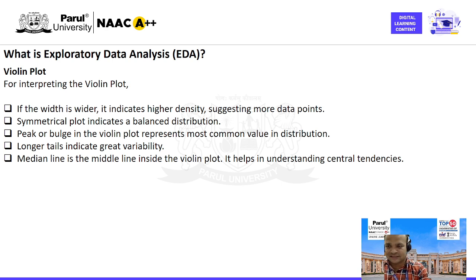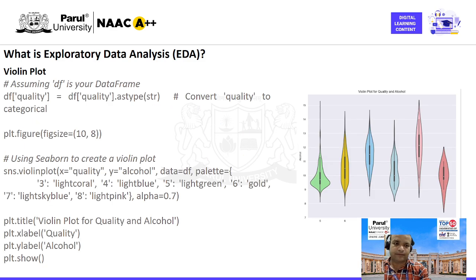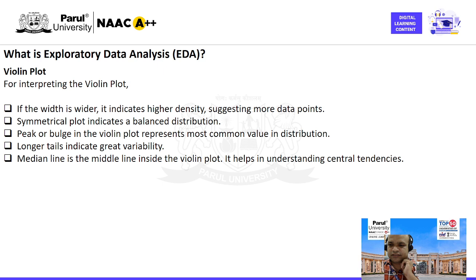I already discussed this thing. If the width is wider, it indicates higher density, suggesting more data points. A symmetrical plot indicates a balanced distribution. You can see there is some symmetricity in this violin, like number 8, number 7, and number 6. There is symmetricity, so that means a balanced distribution is there.